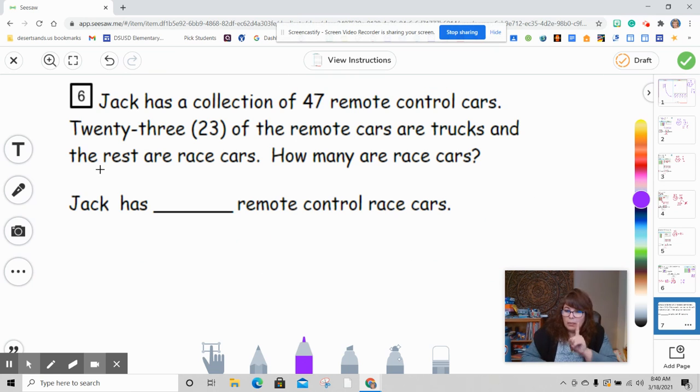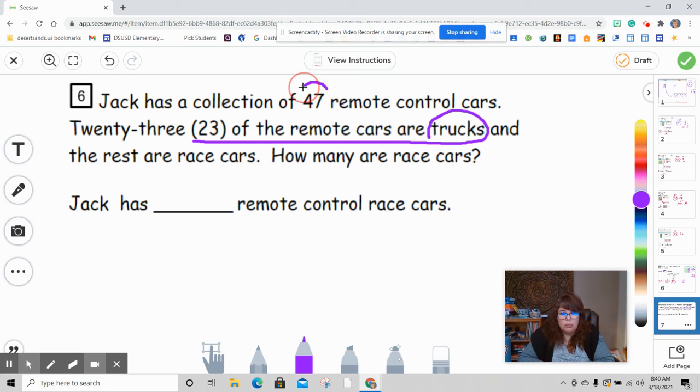Okay, so now we have one more problem and we're done. Jack has a collection of 47 remote control cars. 23 of the remote cars are trucks. So we know that 23 are trucks. I'm going to circle trucks. And the rest are race cars. Oh, but it doesn't tell me what the rest is, right? So how many are race cars?